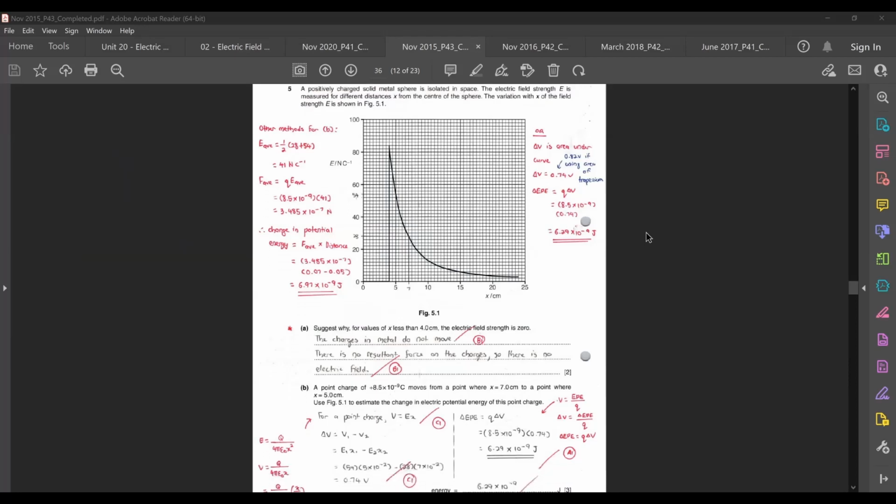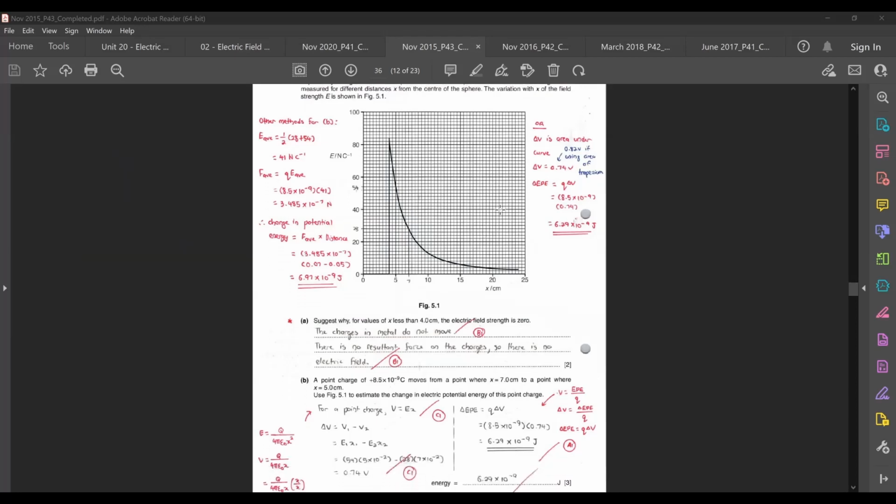You have a specific charge of a certain value that you're trying to move from 7 centimeter to 5 centimeter. What is the change in electric potential energy at this point? So here, your 7 centimeter is right over here. This one is your 7 centimeter. And you want to move it to 5 centimeter, right over here.